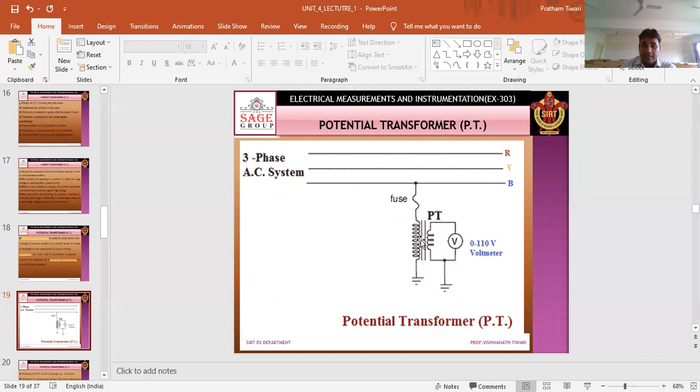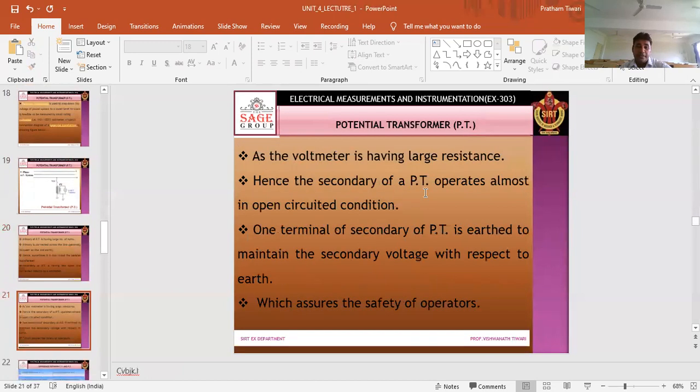This is the secondary of the potential transformer, which measures the voltage across the voltmeter, and this is the primary of the PT, which is connected to the power circuit. This is the symbolic representation.